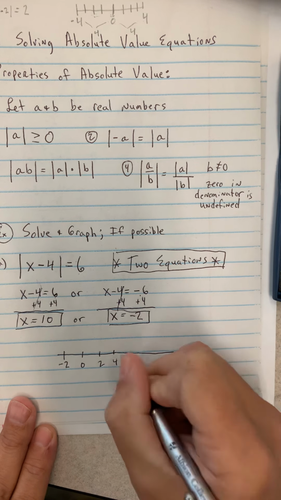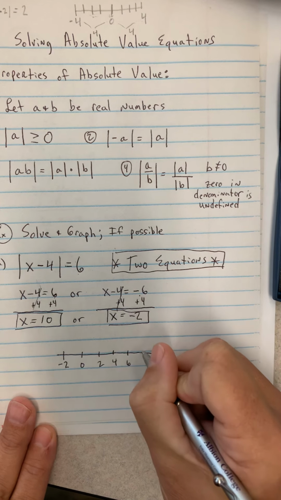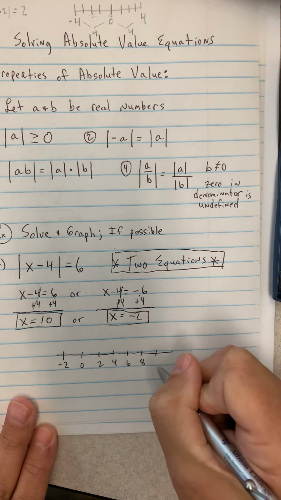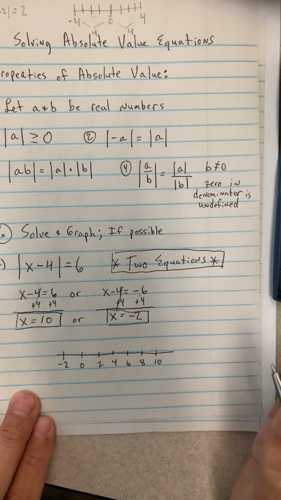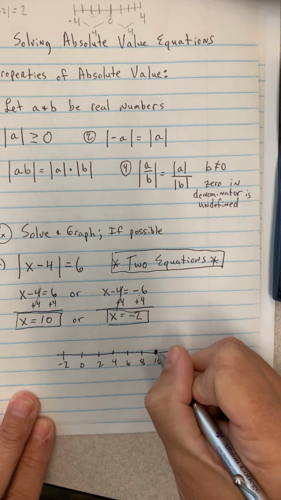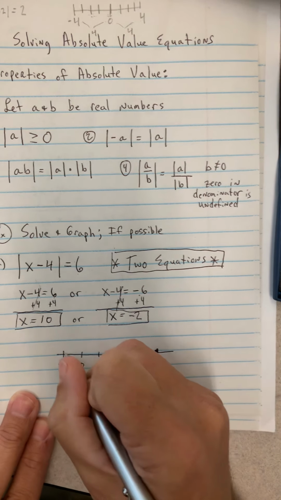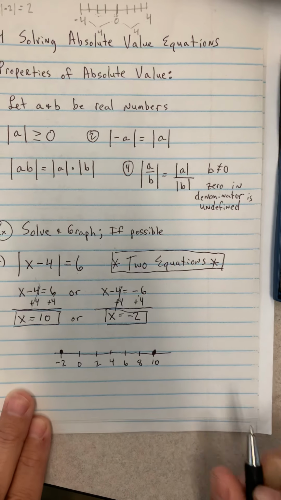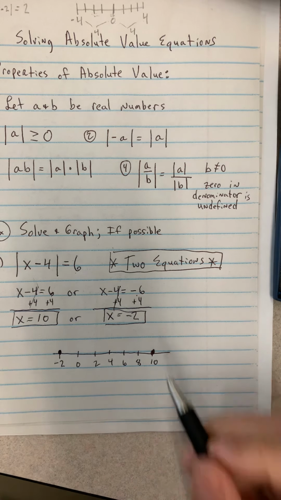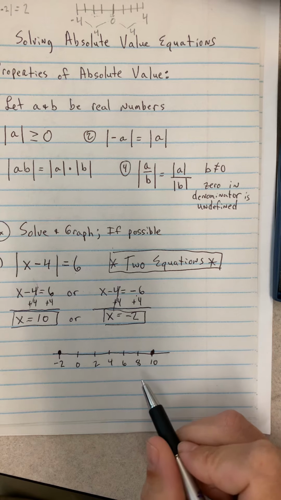I'm just going to make a simple number line. I will go by 2's, and I'm going to graph my solutions on it. I have one of my solutions which is at 10. I have one of my solutions which is at -2. And again, I'm going to go back to my definition of absolute value.